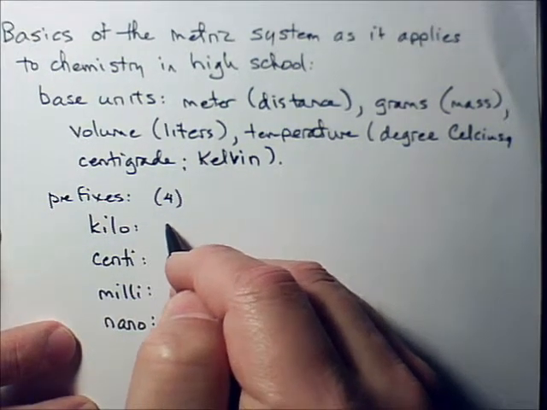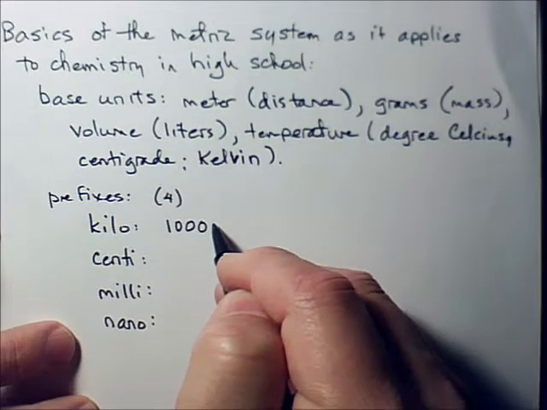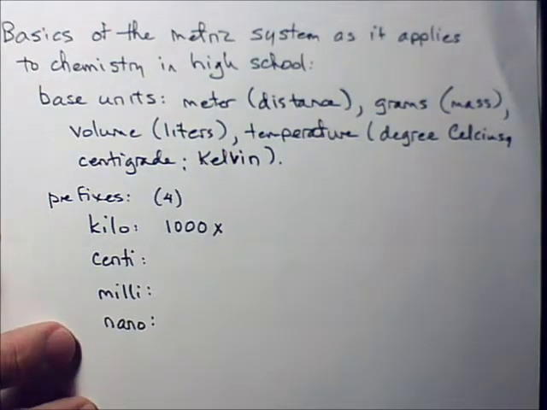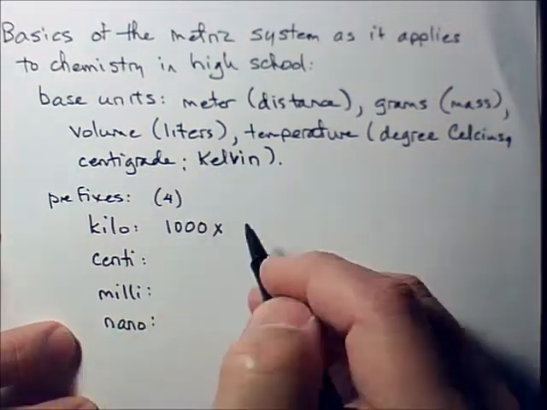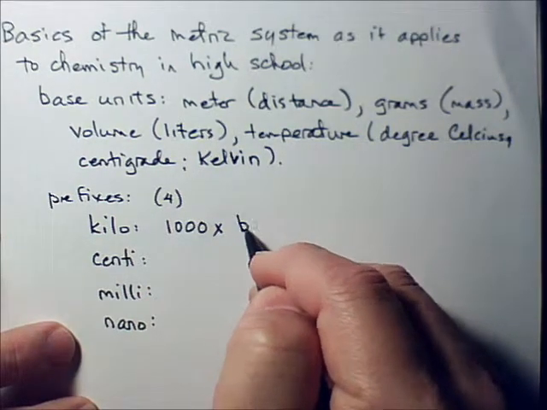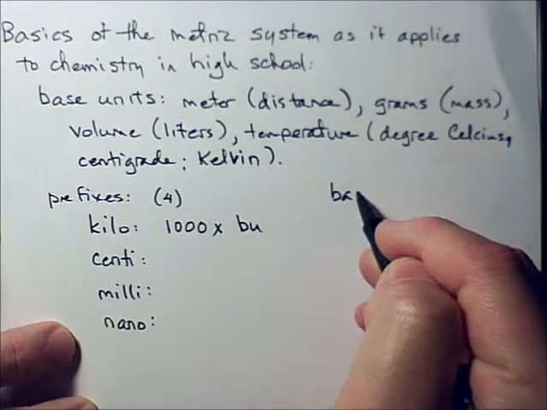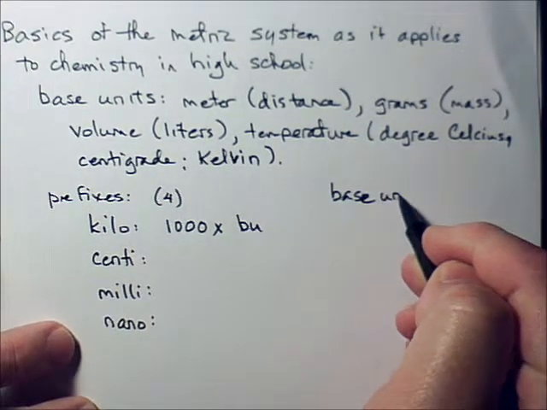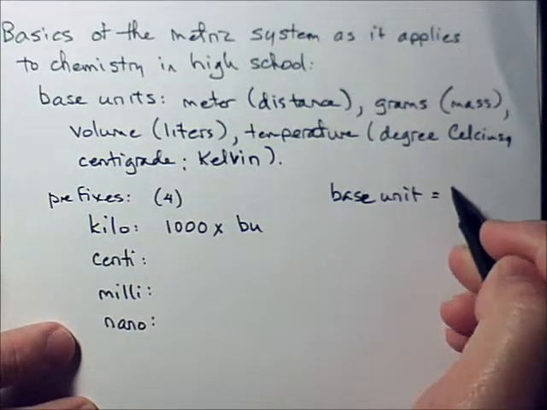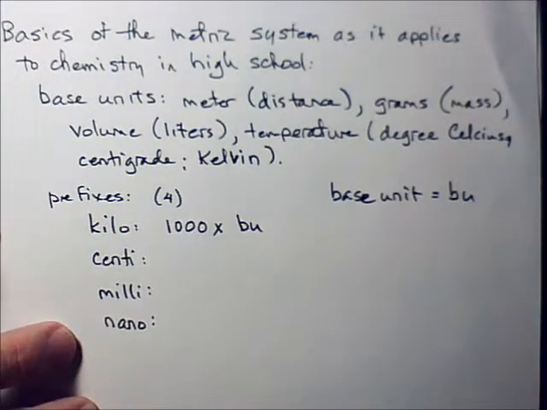Kilo means 1,000 times whatever the base unit is. All right, I'm going to symbolize base unit as BU. Okay? So base unit is BU. That's just my code over there just so you know what I'm talking about. Does that make sense? Okay.